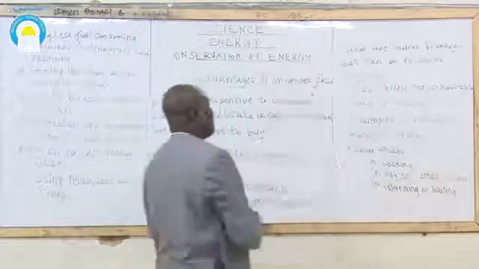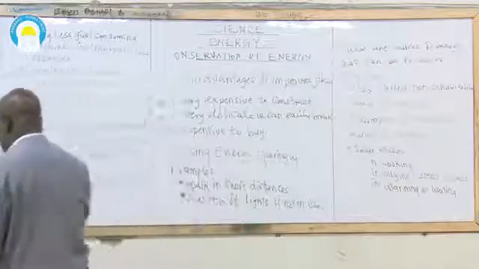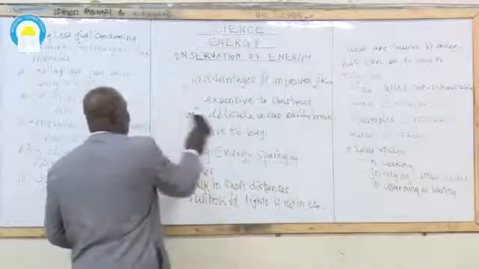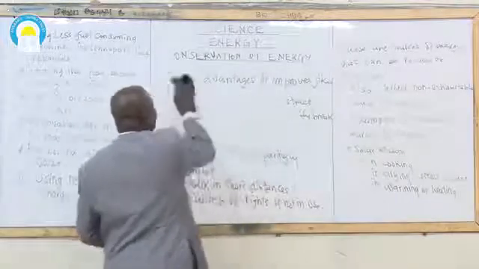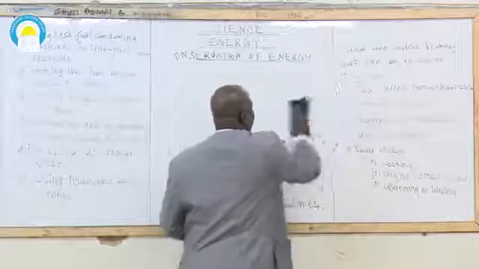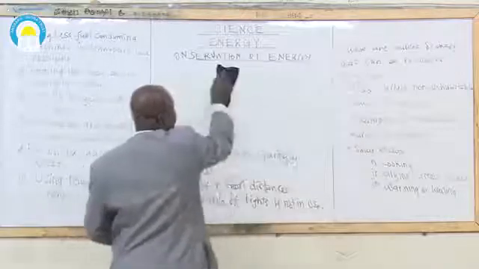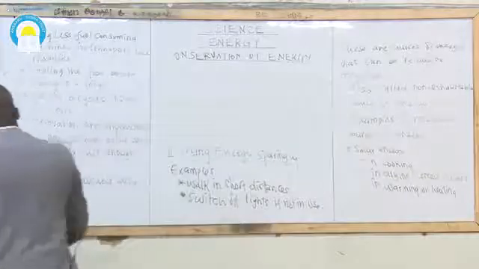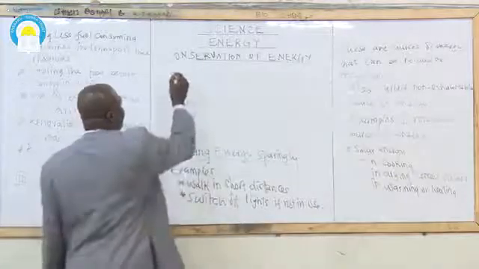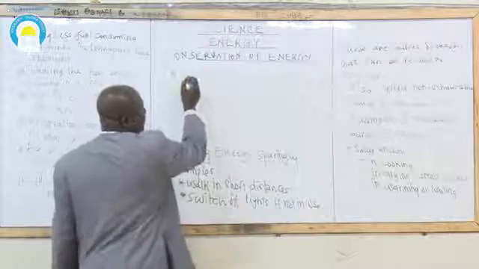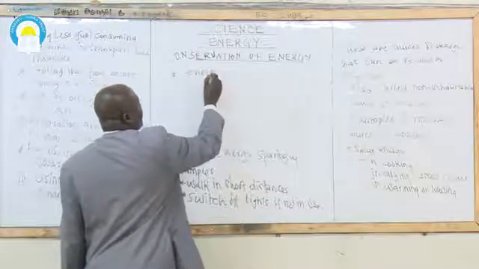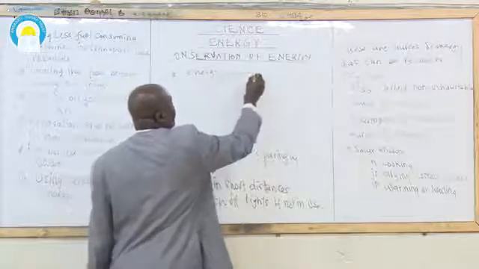Then under the same part of example of renewable source of energy, we also have what we call energy from animals. Energy from animals, that's number 2.